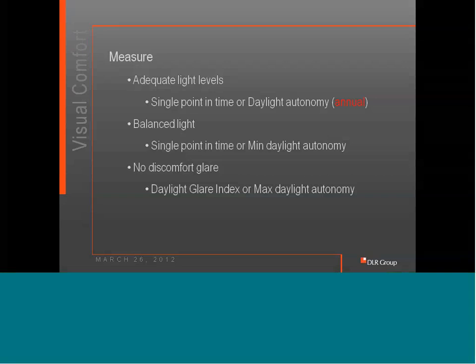High contrast, yes. Those are notorious for that, right? If we don't have proper shading, we're going to get glare. So there are different measurements. Daylight glare index is a method that uses a logarithmic equation, and there are programs that calculate the daylight glare index, like IESVE. There's another method called max daylight autonomy, which is what Spot uses, and I'll talk about what that is.